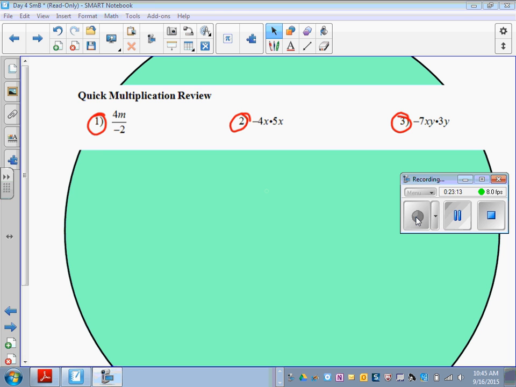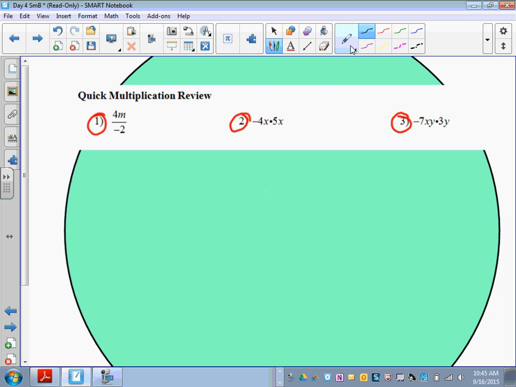Alright, let's go and take a look at the quick multiplication review. This is something that you should be able to do like that. Alright, so we have 4n divided by negative 2. What do we get for our answer for number 1? You want to give it a try?